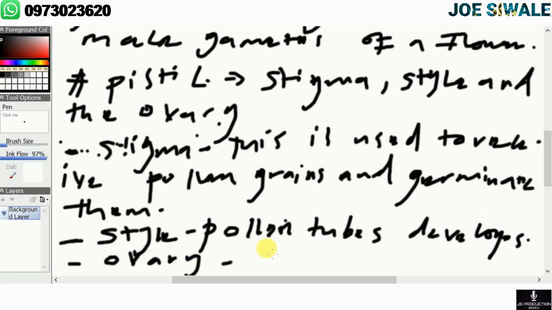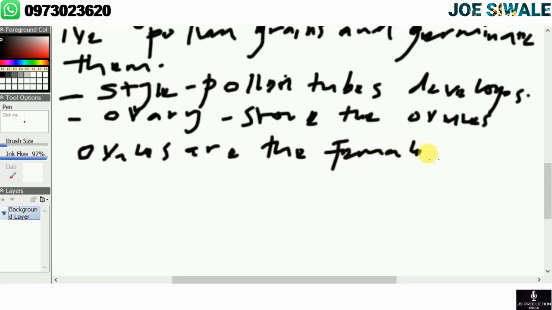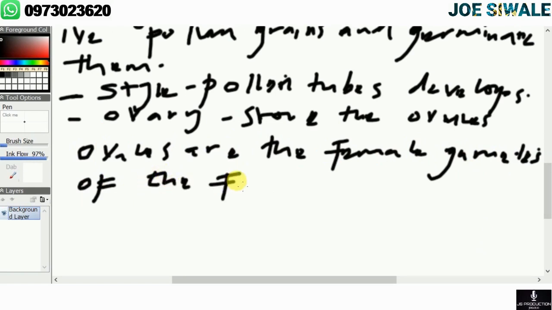Then the function of the ovary. The function of the ovary is to store the ovules, and the ovules, these are the female gametes of the flower.